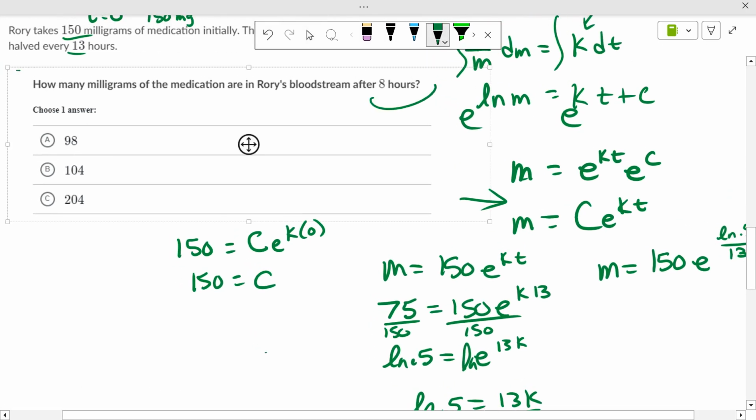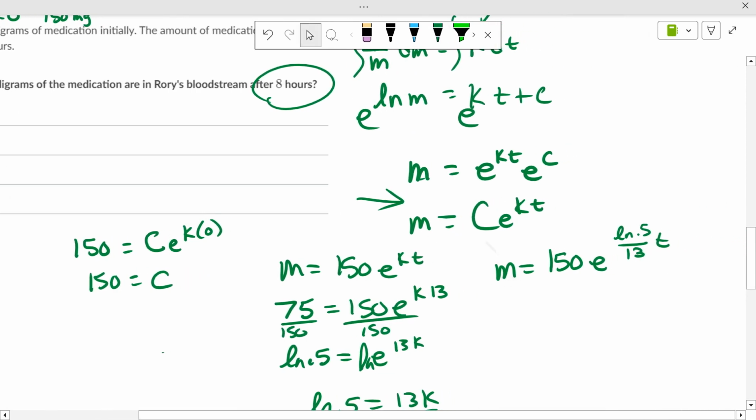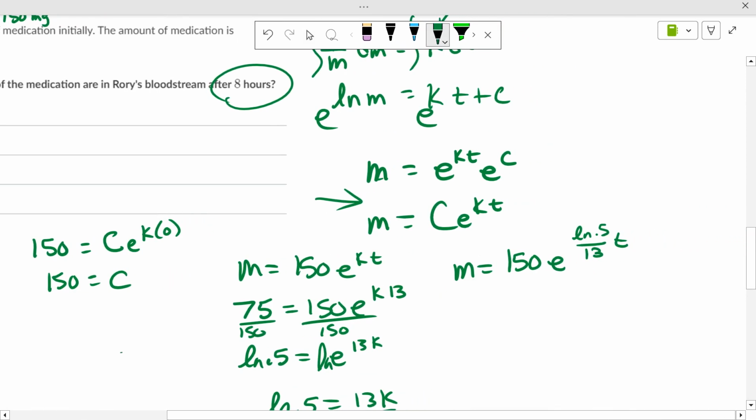Now, how much medication is in his bloodstream after 8 hours? Well, 8 is our t. And everything else is sitting here ready to go. So the amount of medication is 150 e to the ln of 0.5 over 13 times 8. Put that into your calculator and you'll figure out how much is left in his bloodstream.